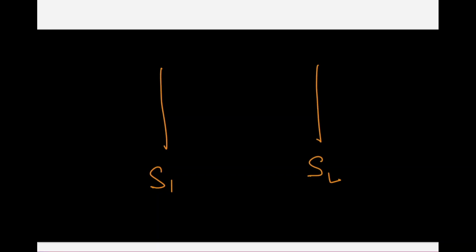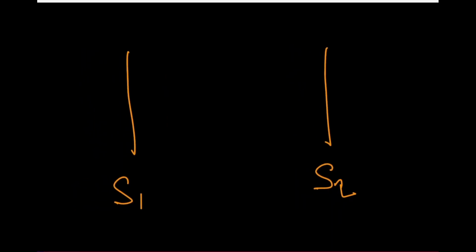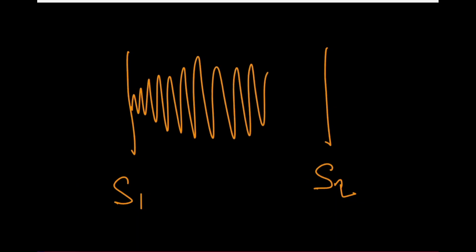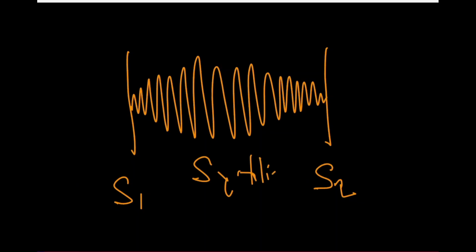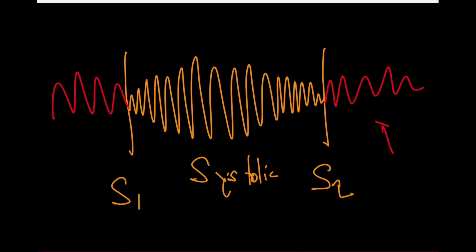Okay, so here's your S1 and S2. If you hear things in between, this is a systolic murmur. This is systolic. If the murmur happens outside, this is your diastolic.